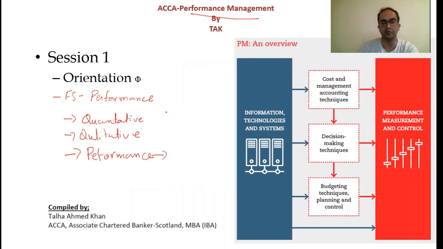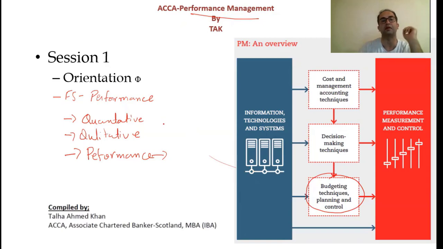It is a misperception that this particular examination depends only upon the budgeting techniques, variance analysis and the costing techniques, like activity-based costing, absorption costing, other costs, throughput accounting. This is a major misconception.